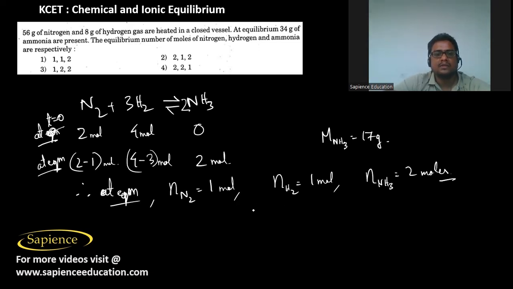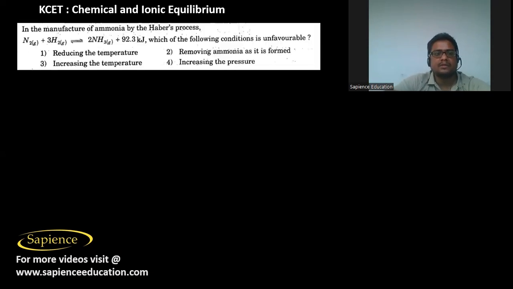So therefore the answer will be 1, 1 and 2. So option 1 is the correct answer. Then here it is told, in the manufacture of ammonia by the Haber's process, which of the following conditions is unfavorable?